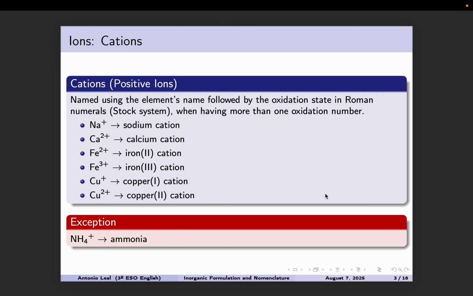Now, ions: cations and anions. Cations are positive ions. They are named using the element's name followed by the oxidation state in Roman numerals when having more than one oxidation number. That is called the Stock system. For example, sodium cation, calcium cation, iron 2 cation, and so on. Ammonium is a special one. It's a polyatomic ion, several atoms in just one molecule with positive charge.